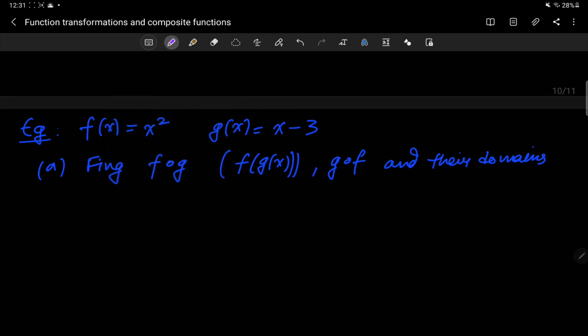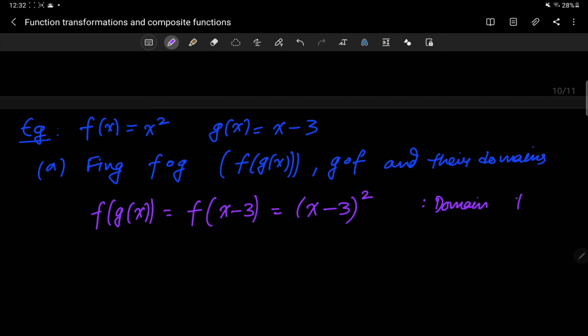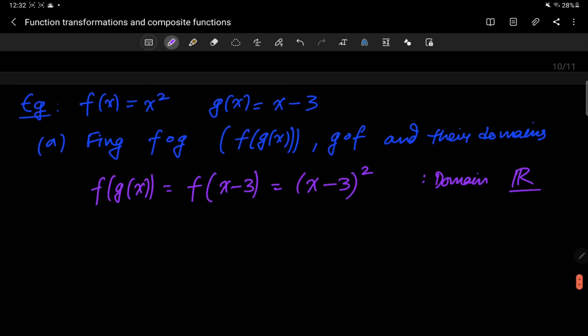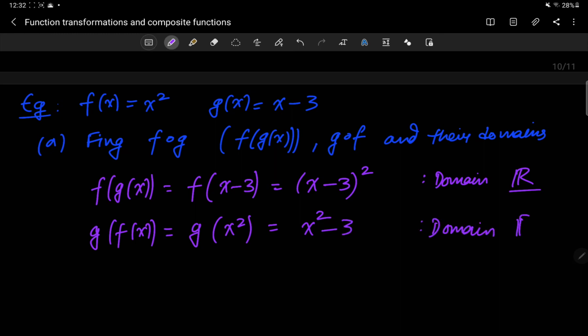So let's do that. First of all, f of g of x would mean f of x minus 3, which is x minus 3 squared, and the domain of this function is everything, because if you connect it with the transformations, it's the parabola x squared shifted to the right by 3. And g of f of x is going to be g of x squared, which is x squared minus 3, which also again has domain all of R, and as a transformation this is moving down by 3.